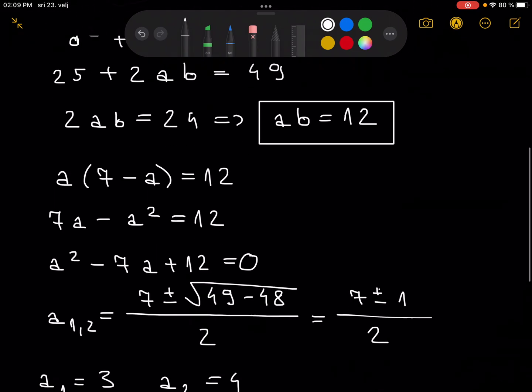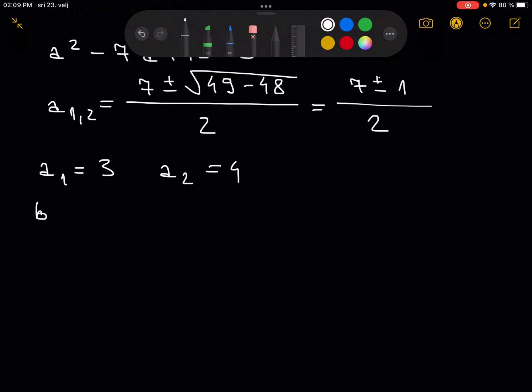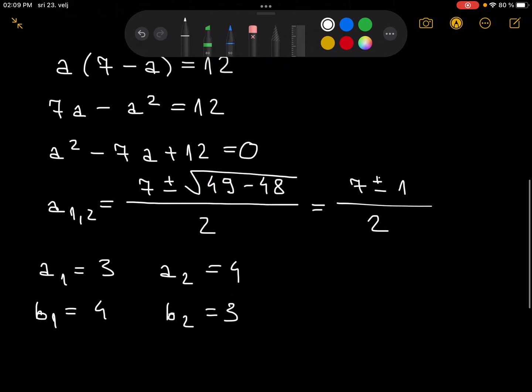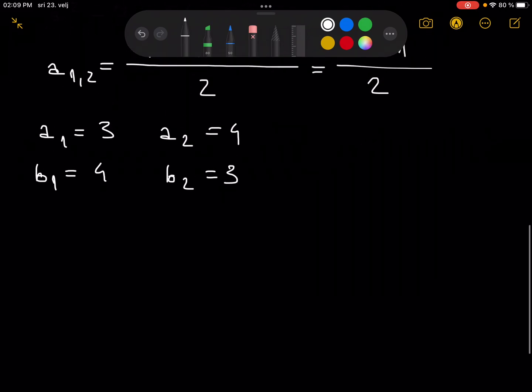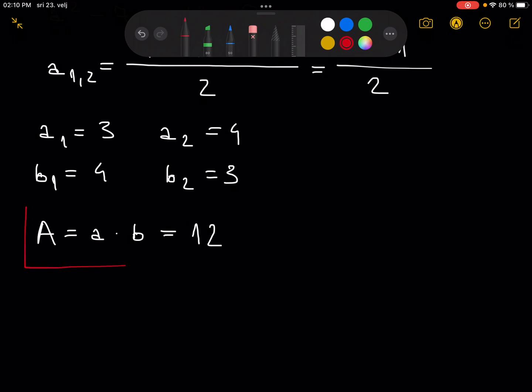Since B is equal to 7 minus A, that means that B1 must be equal to 3 and that B2 must be equal to 4. And of course, the area of a rectangle is simply one of its sides times one of the sides that's perpendicular to the first one, so namely A times B, and that is going to be equal to 12. This is our final answer to this problem.